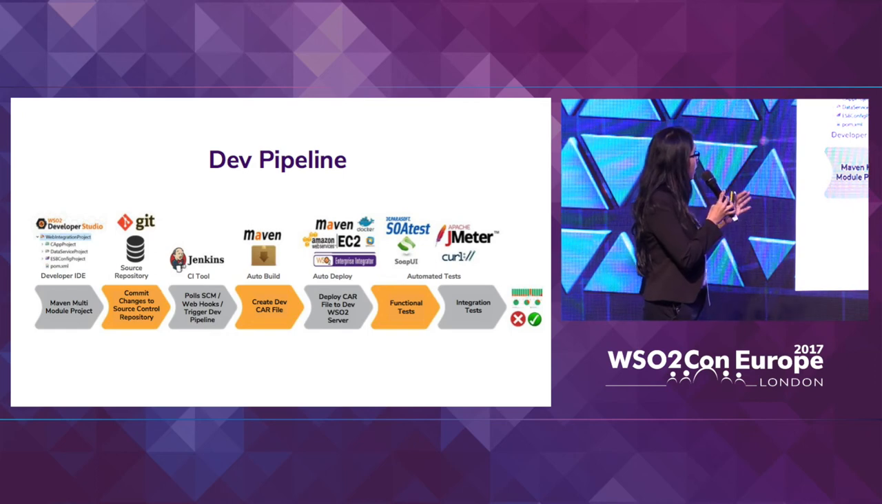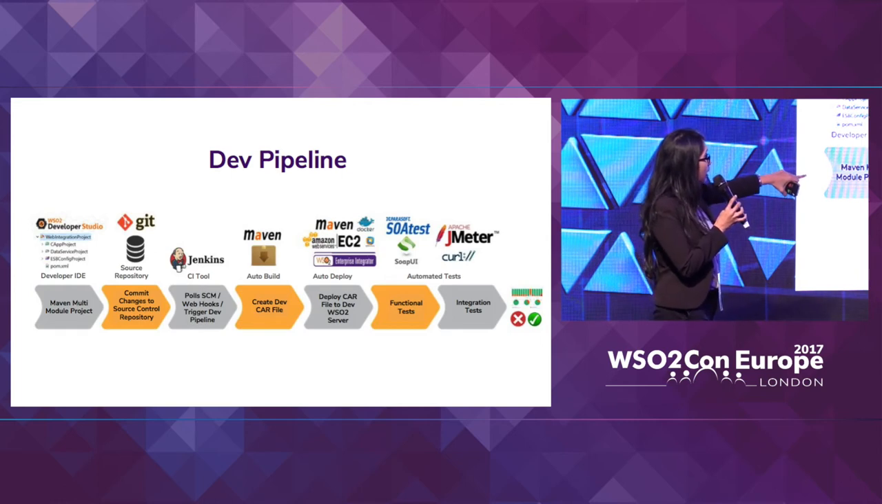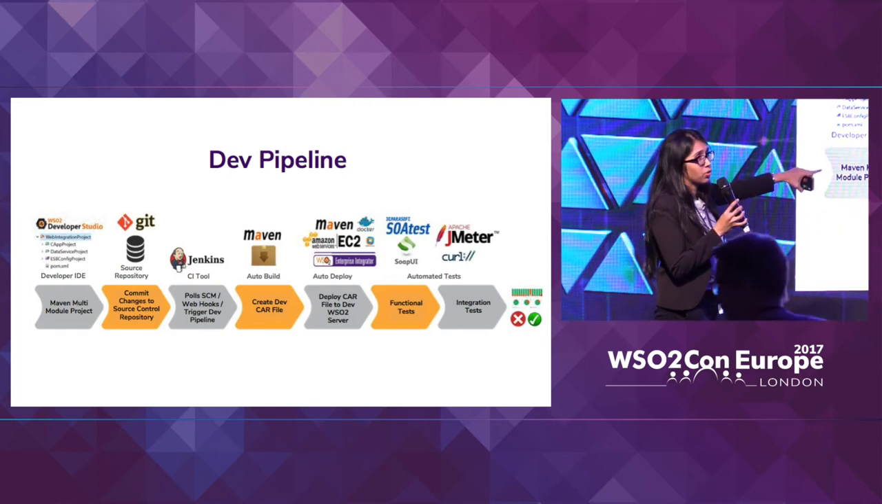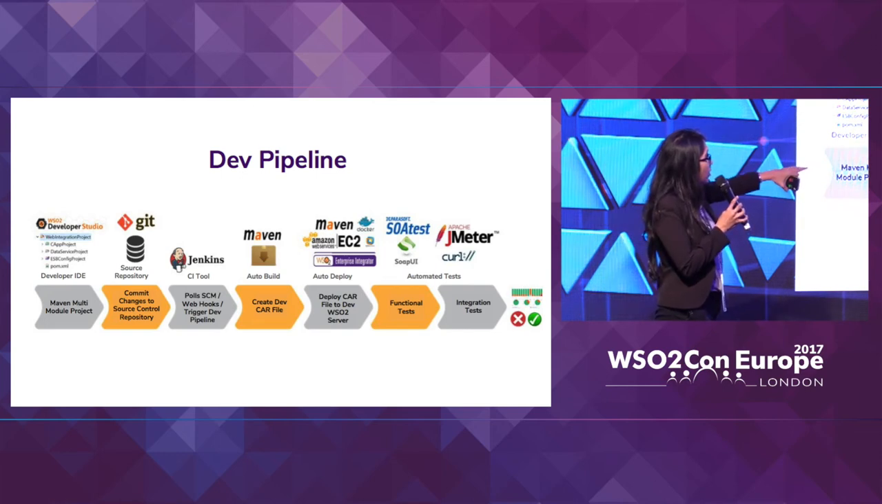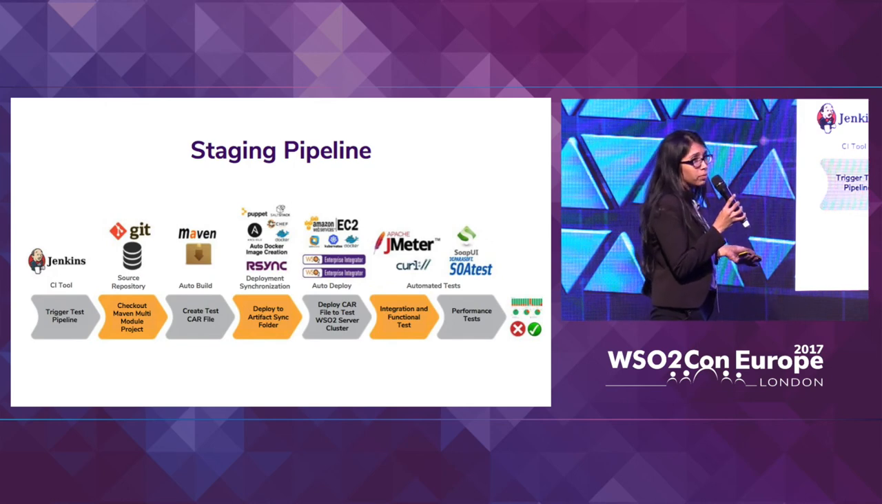So when the dev pipeline is triggered, Jenkins will use Maven to build the deployable artifact, which is the car file. So when you build the CI project under this multi-module project, you get a dev car file, and this is the deployable artifact. So this artifact will then be deployed into the dev WSO2 EI server, right? So the EI server could reside on-premise, on EC2. And then you can conduct functional tests and integration tests. You can make use of these tools. And if the tests pass, the staging pipeline will be triggered.